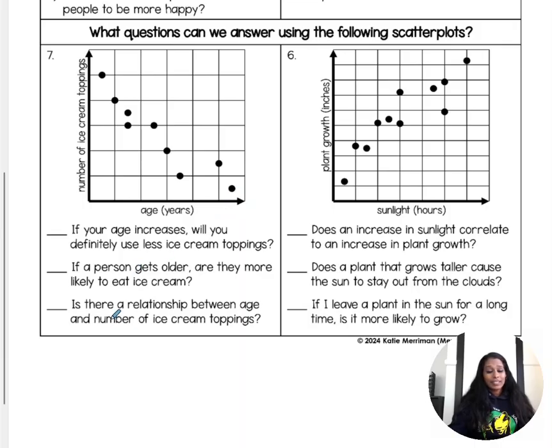You should see when I take my daughter to, what's that called? Sweet Frog. She puts everything on it. Anyway, that's neither here nor there.